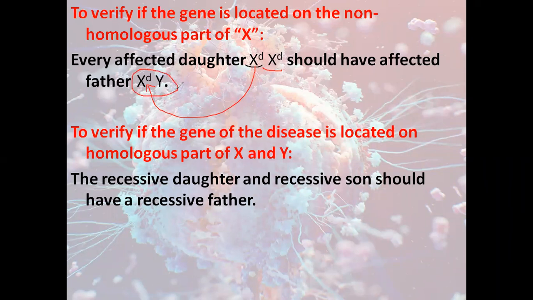Also, to verify if the gene of the disease is located on the homologous part of X and Y, you have to say that the recessive daughter and the recessive son should have a recessive father. This is the justification for the four cases: X-linked on the non-homologous part of X, Y-linked on the non-homologous part of Y, or located on the homologous part of X and Y.